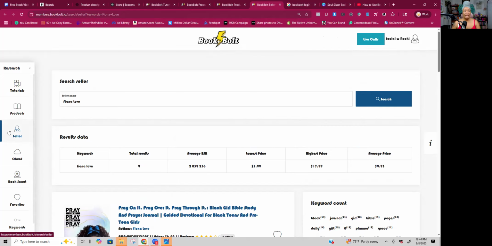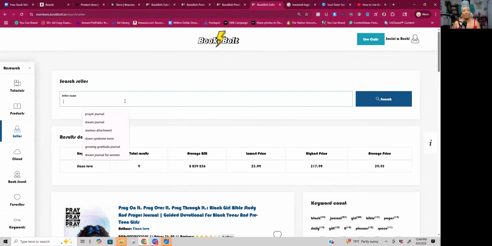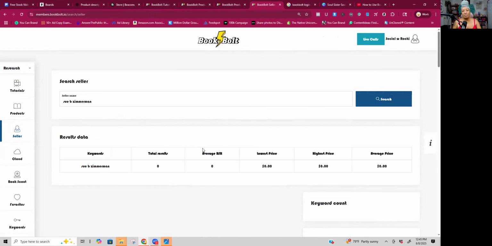Now, as you can see, it tapped into the seller field on the left-hand side. So if I wanted to look up a particular seller, say I go into Amazon and I see somebody that is a seller that's doing really well, you can look up sellers as well. What I like to do is look up somebody in your niche that's doing really well in your niche and see if they have a book out. So Subi Zimmerman is somebody that is an Instagram expert like me. She does not do journals, but I just want to see if she pops up as a seller, if she has any books. She doesn't have any books.